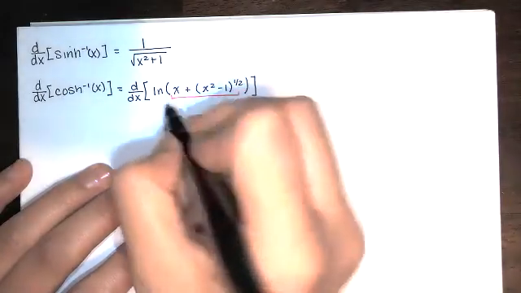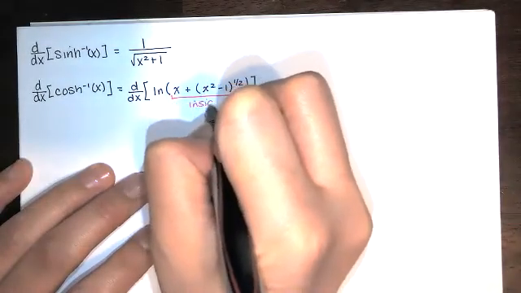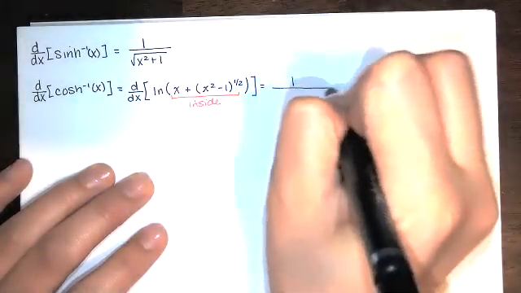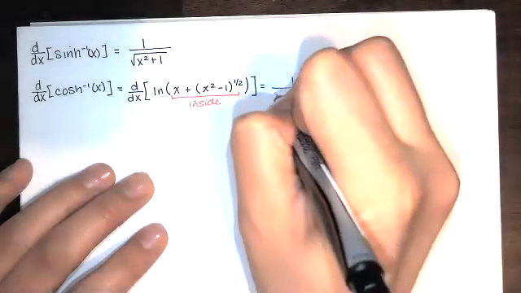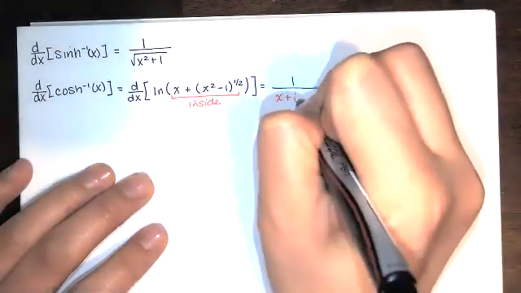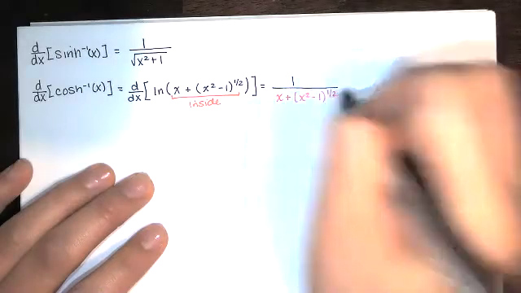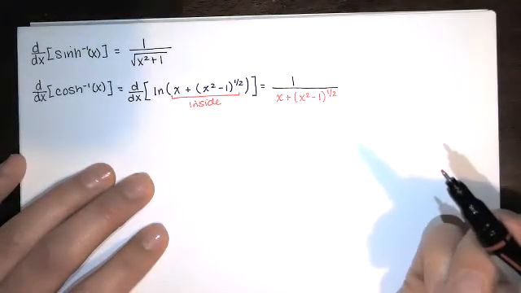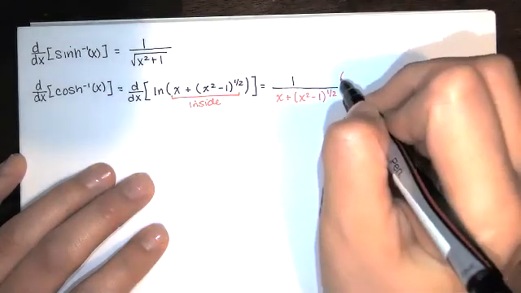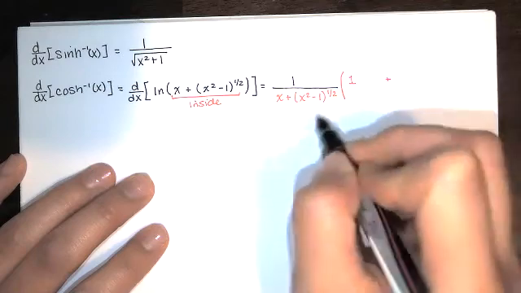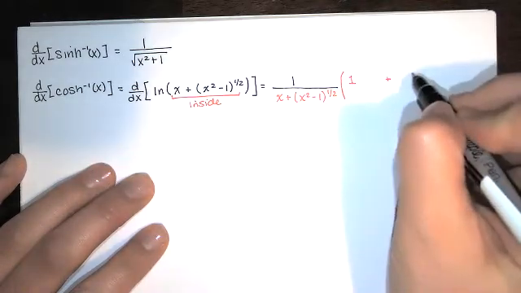Our inside function here, that is our inside function. When we take the derivative, we'll use the chain rule. That's 1 over the inside function times the derivative of the inside by the chain rule. And the derivative of the inside is 1 plus the derivative of this piece, which is 1/2.